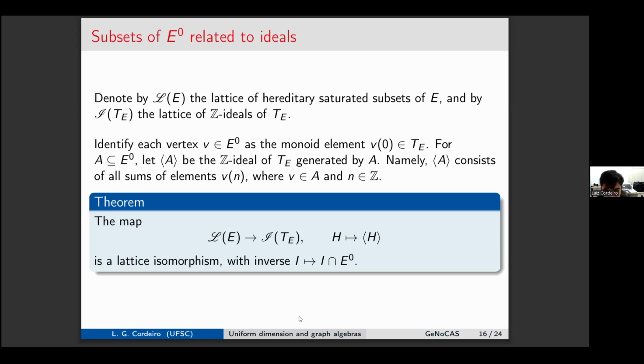So anything we can say about the hereditary saturated subsets of E corresponds to something we can say about the Z-ideals of TE. And actually, we have a similar isomorphism between the hereditary saturated subsets of E and the Z-graded ideals of the Leavitt Path algebra as well.